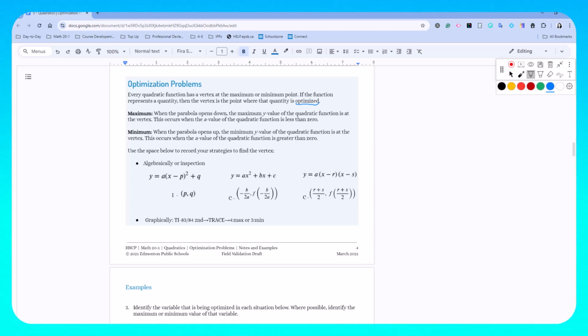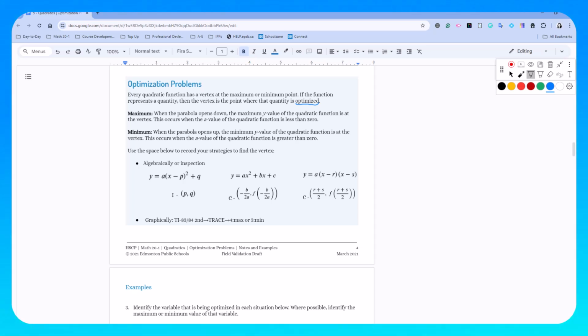Now, we can determine these maximums and minimums from our chart. I just grabbed the chart and brought it here, either by inspection or algebraically, using the p q minus b over 2a and plugging that into the function to get f of minus b over 2a. And then over here for factored form, we get the average, remember, r plus s over 2? And then we take that average and plug it in to get the y value, or the f of r plus s over 2.